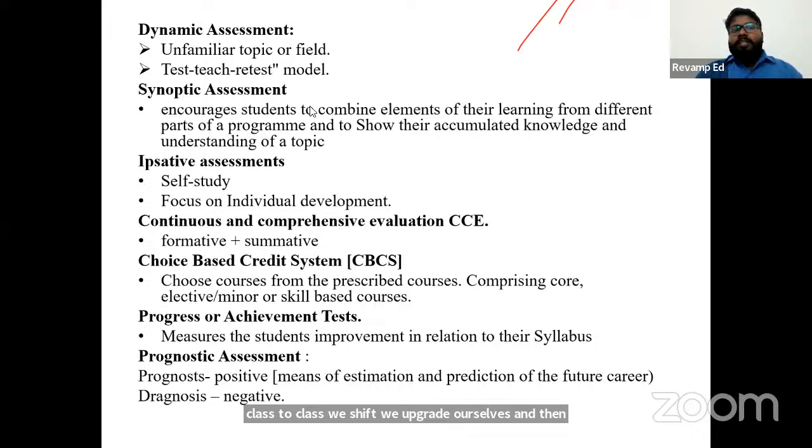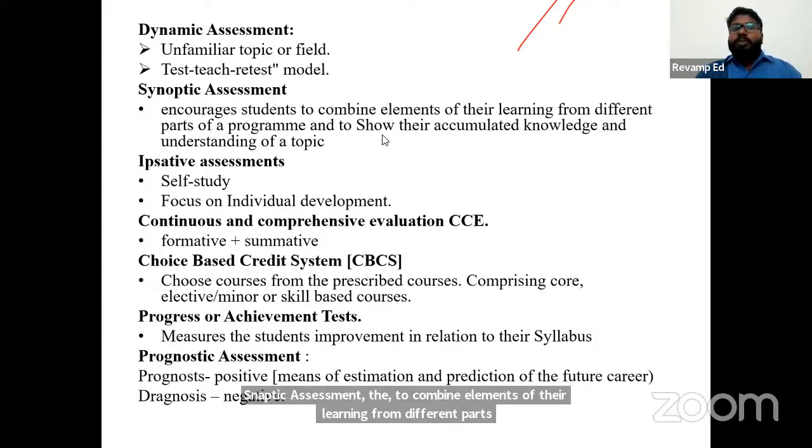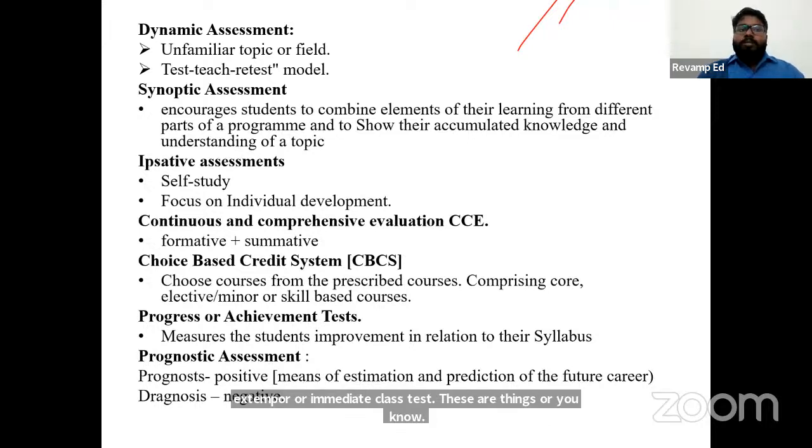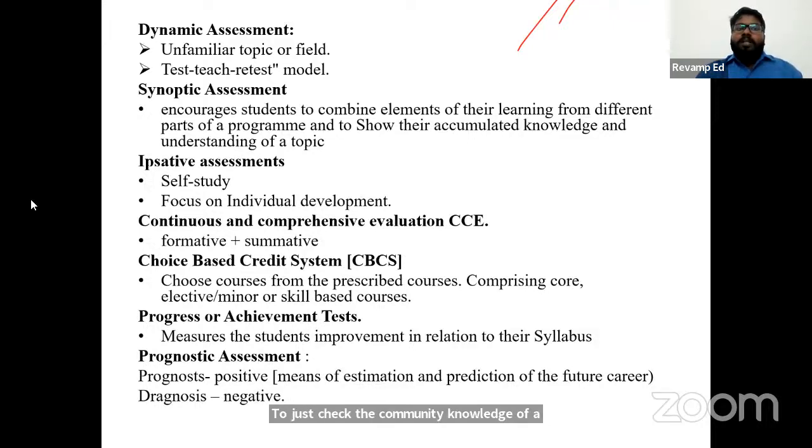Synoptic assessment encourages students to combine elements of their learning from different parts of the program to show their cumulative knowledge and understanding of a topic. This is basically a comprehensive view of how a student is getting a comprehensive picture. That is what synoptic assessment means. Extempore or immediate class tests just check the accumulated knowledge of a particular student or learner.